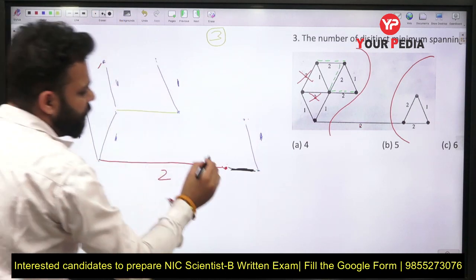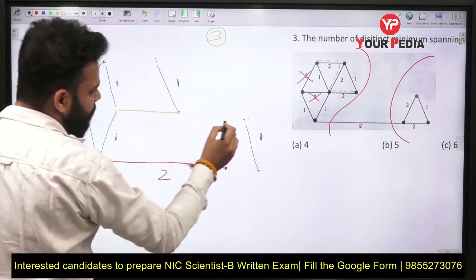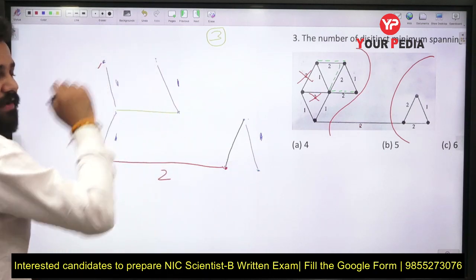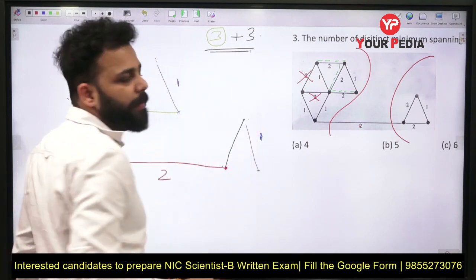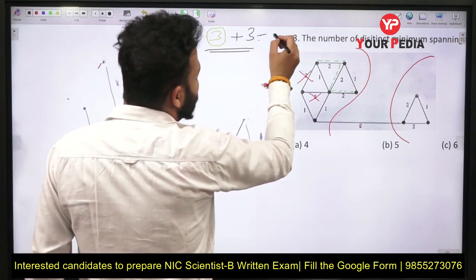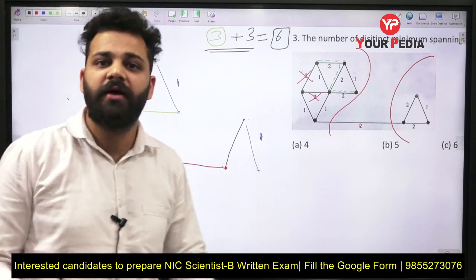After that, instead of this one, if I choose this one, again I will have 3 different options. So I will have 3 different spanning trees here. So the total number of minimum spanning trees possible for this is 6.